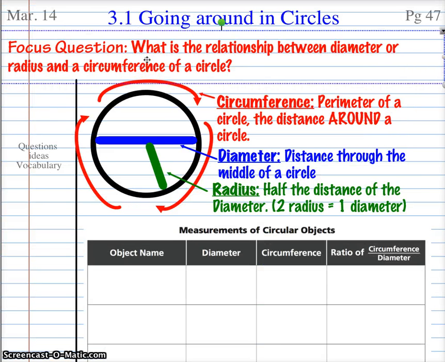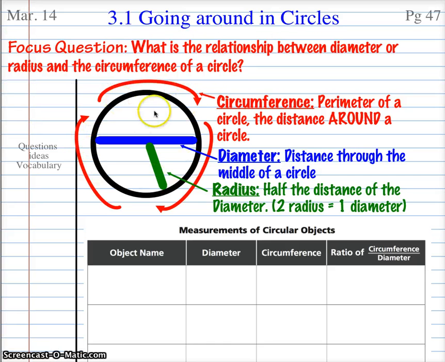What is the relationship between diameter or radius and the circumference of a circle? Okay, so this is very important information. There's a picture in your textbook as well, but I drew it out because it allowed me to color coordinate some items. So circumference is the distance around. You're measuring the distance around a circle. It's just like the perimeter of a circle, but they get their own special names because they're circles, so we call it circumference.